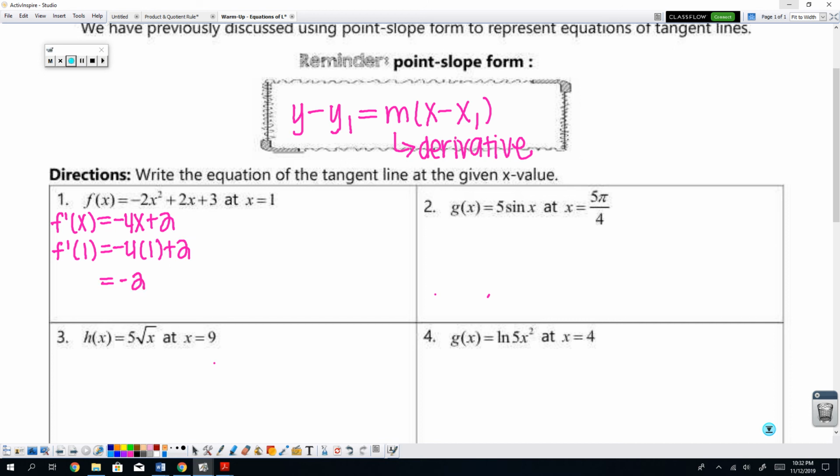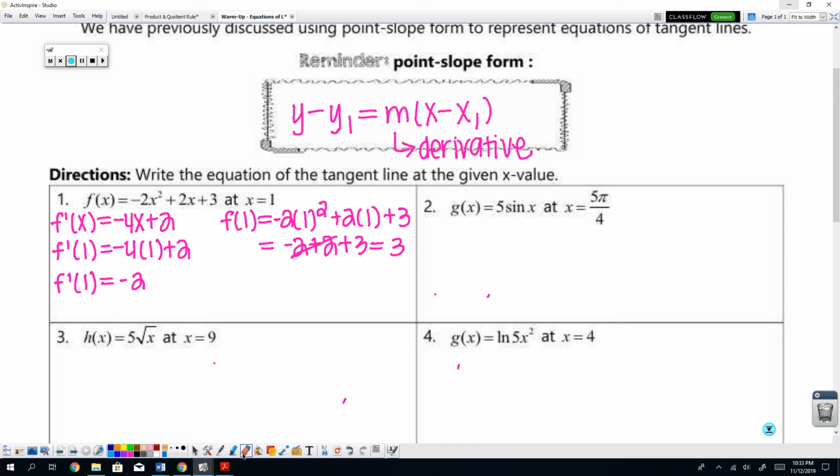That's our slope. Okay? So we have f prime of 1. That's our slope. Now to find y, when we already have x, we always just plug it into our original function. So that means f of 1. So you're going to do negative 2 times 1 squared, plus 2 times 1, plus 3. That gives us negative 2 plus 2 plus 3, which is really, cross those out, just 3.